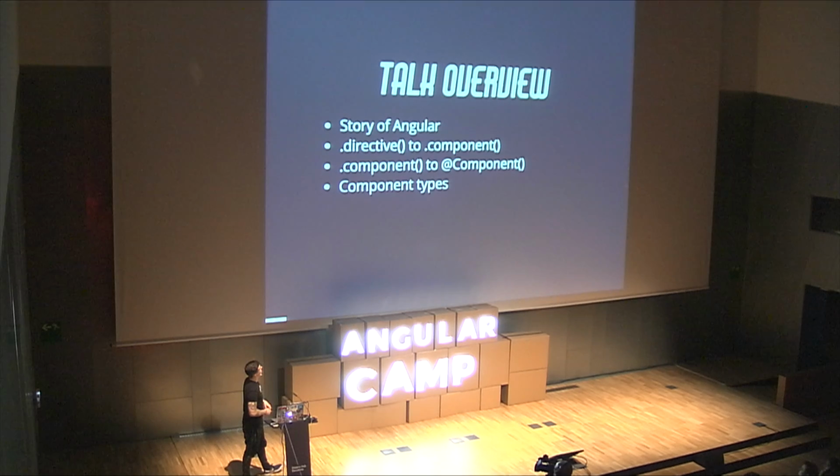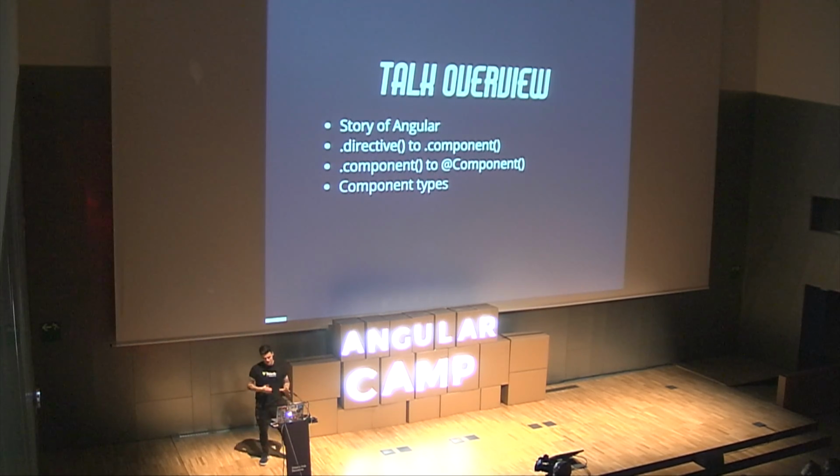So this is basically my talk, 4 bullet points. It's the story of Angular, going back a few years, and then we'll think about from directives, where we came from, to .component, and then how we can go from .component to @component, which is the Angular 2 syntax. Then we'll fill in some information about the types of components, because anyone can create a component, but what does it do? I want to help everyone understand the types of components that they're creating.